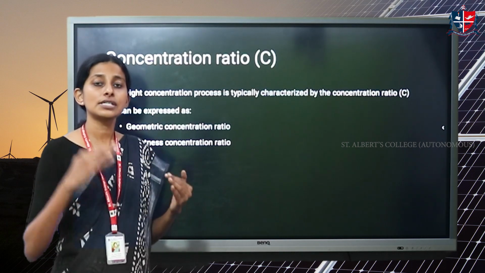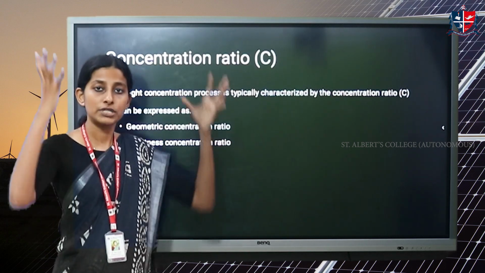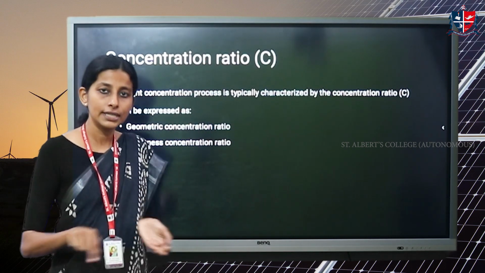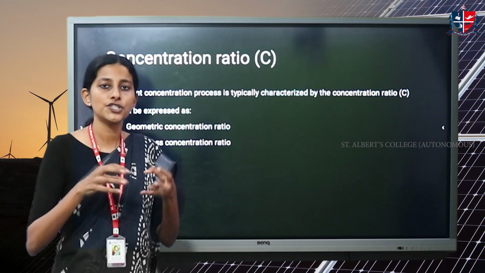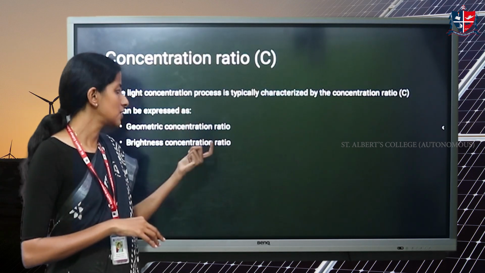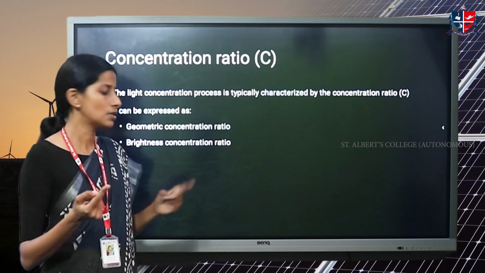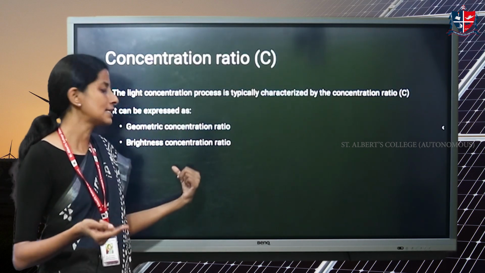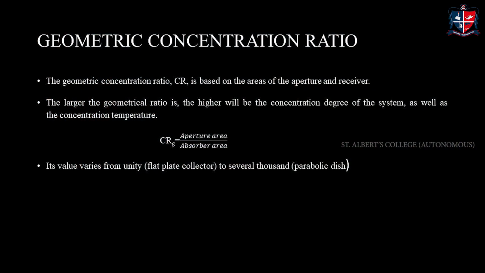So aperture is the area which is wide enough, which collects. That is the larger area, right? And absorber is the small area to which the whole of the radiation is focused. So that is the absorber area, the smaller area. So concentration ratio, we can express in two terms. One is the geometric concentration ratio and the other one is the brightness concentration ratio. In general, the equation is aperture area divided by absorber area is the concentration ratio.